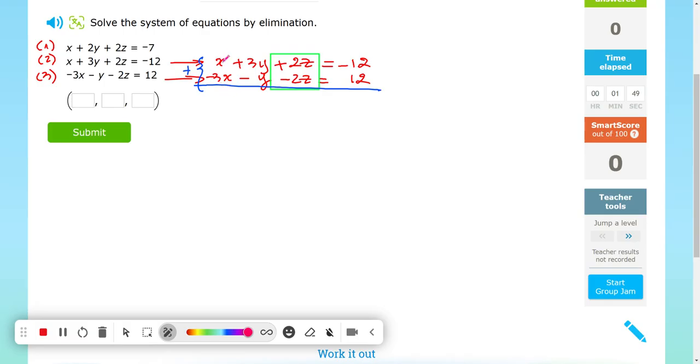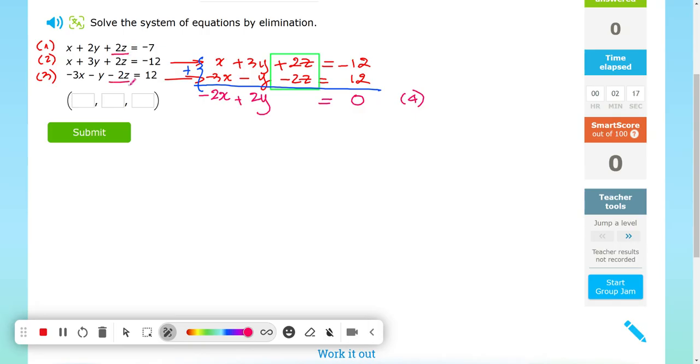So now we add x with negative 3x, becomes negative 2x. 3y subtract y, that becomes 2y. So no more z, and then on the right side becomes 0. Okay, so I call this equation number 4. So now I'm gonna do the same. Ooh, I can do the same with equations 1 and 3.